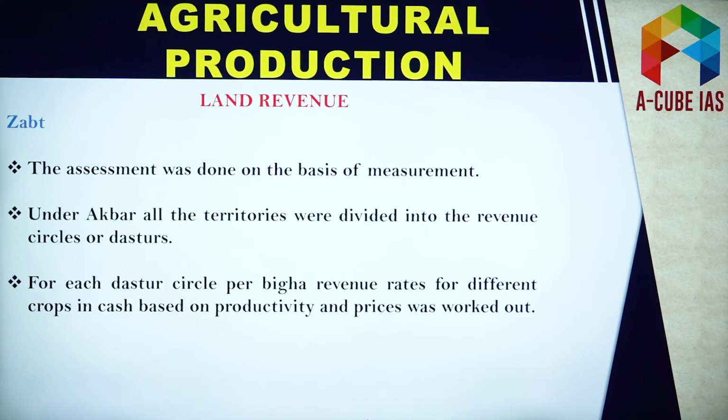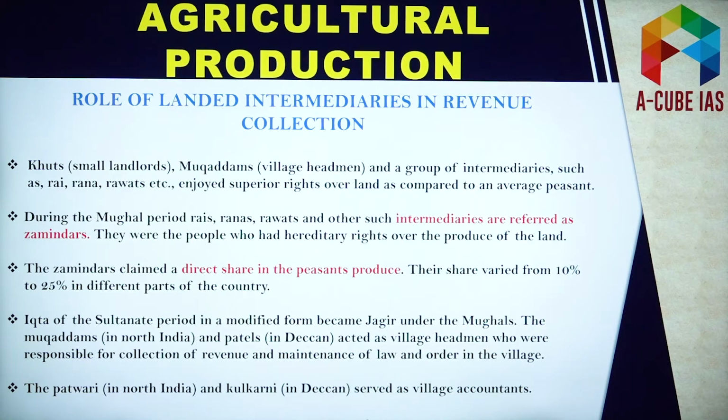Now we'll try to know about Zabt. This was the third method. Based on yields, the share of the state was decided. Under Akbar, this method was further refined. All the territories were divided into revenue circles, and these revenue circles were known as dasturs. For each dastur circle, per bigha revenue rates for different crops in cash, based on productivity and prices, were worked out.